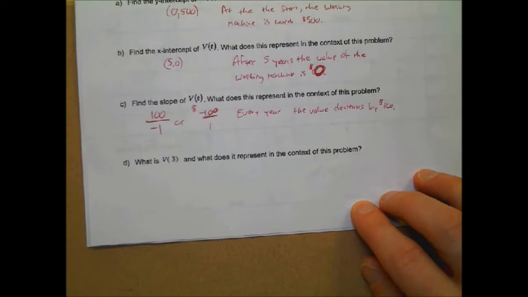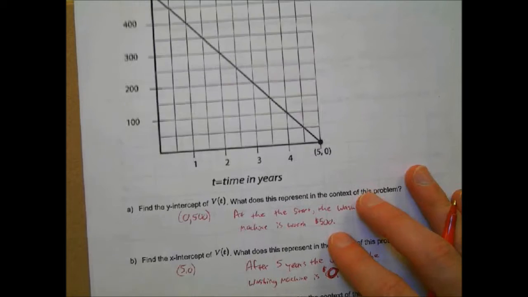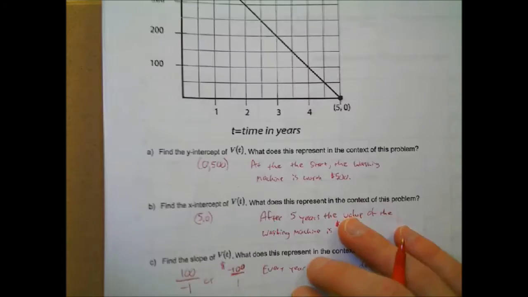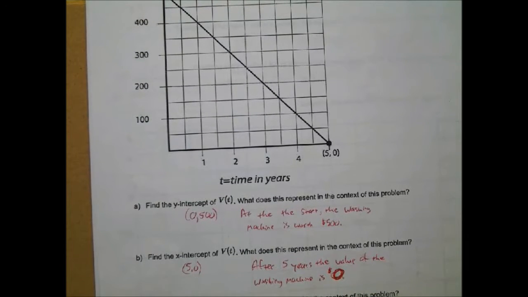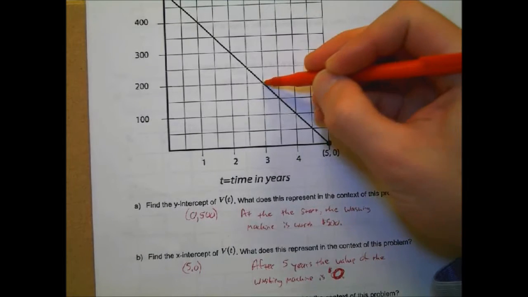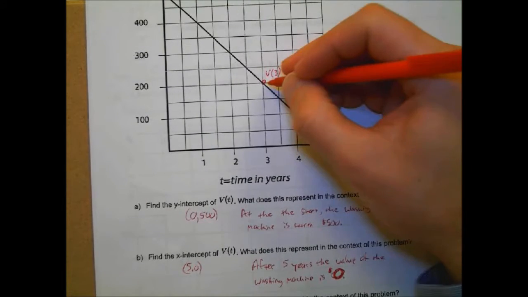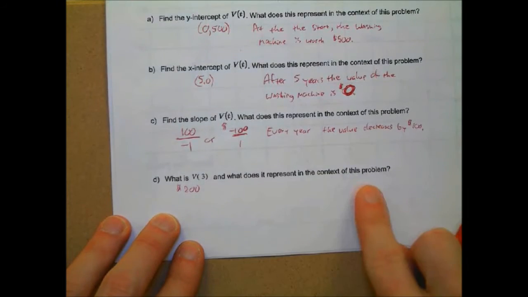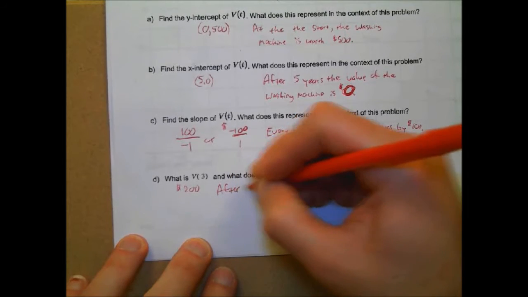What is V of 3? So we go up to the function here, and we want to find the value of the machine at 3. What is the value of the machine at time 3? $200. Very good. So V of 3 would be this point on the line. There it is, so it's $200. What does it mean here? After 3 years, the value of the washing machine is $200.